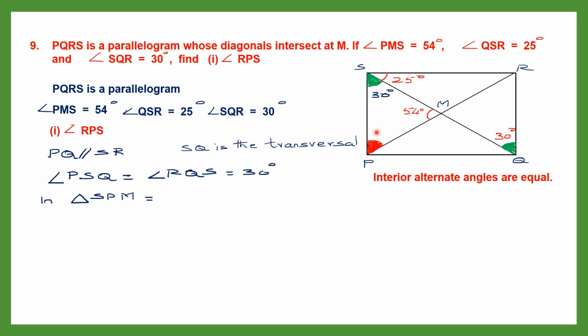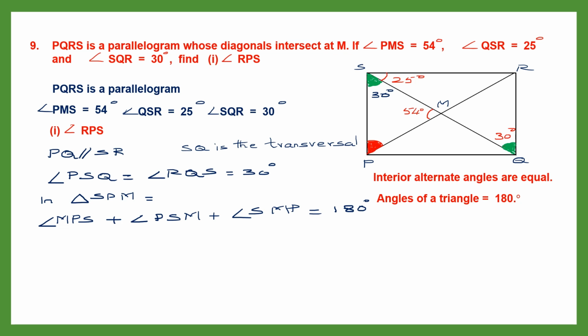So we are going to find angle RPS. So let's write that down. So in angle SPM, angle RPS plus angle MPS, that is what we're going to find out. So angle MPS, because we're taking only this triangle. Angle MPS plus angle PSM plus angle SMP. That is, we are talking about this triangle with these three angles, and they should add up to 180 degrees. Why is that so? Because angles of a triangle equals 180 degrees.